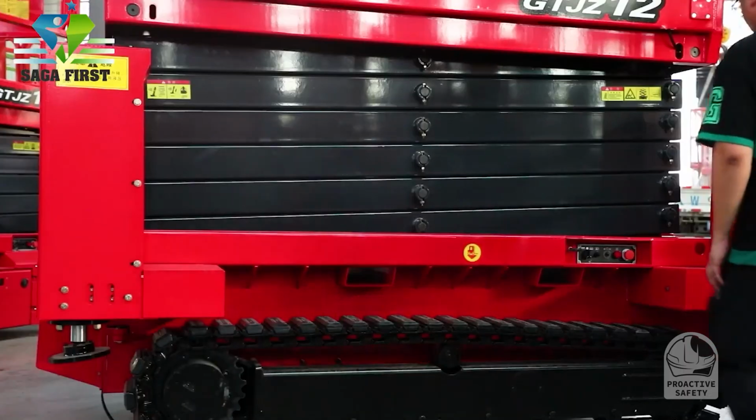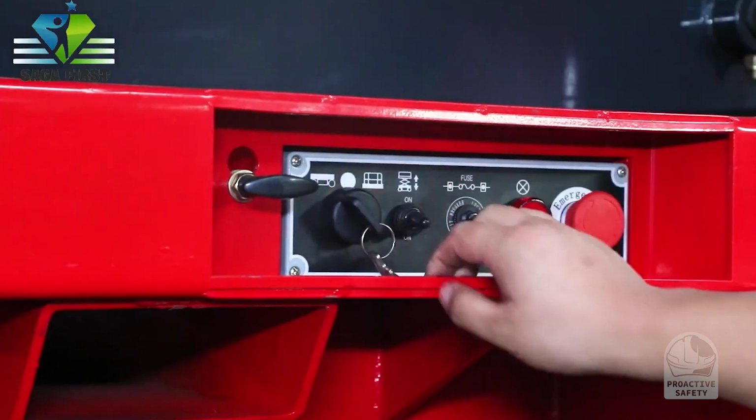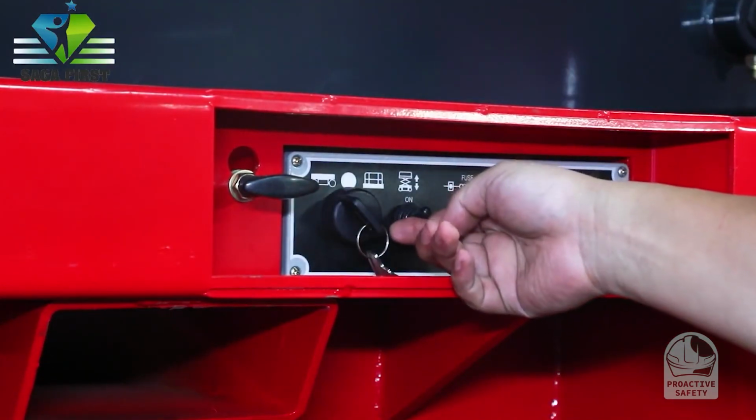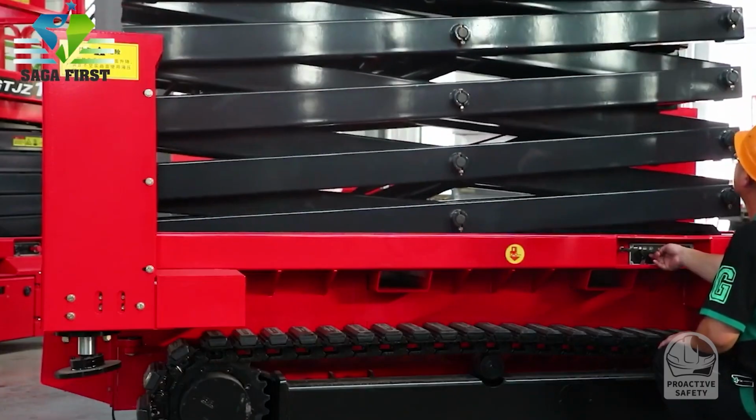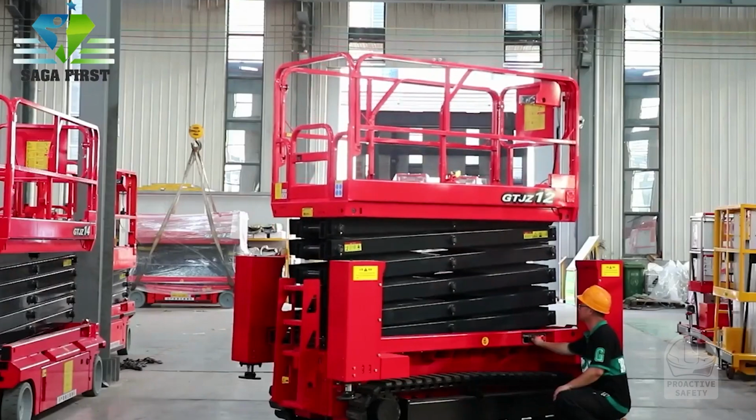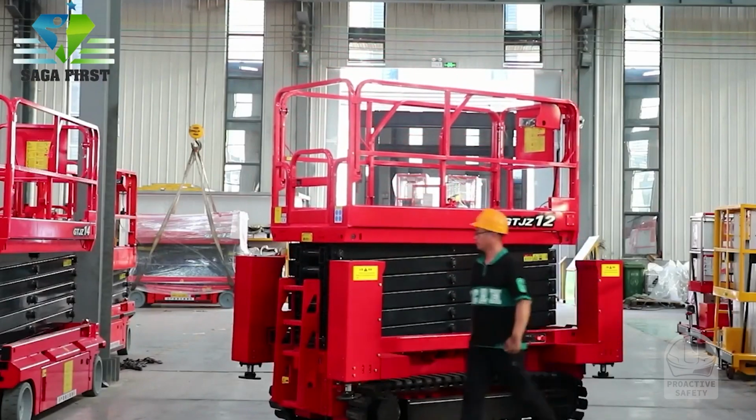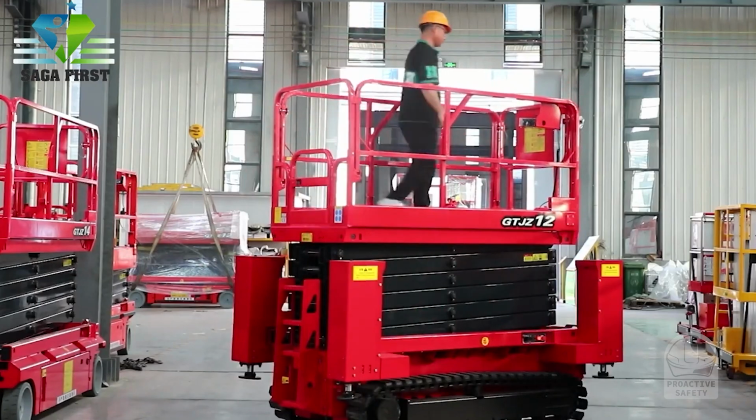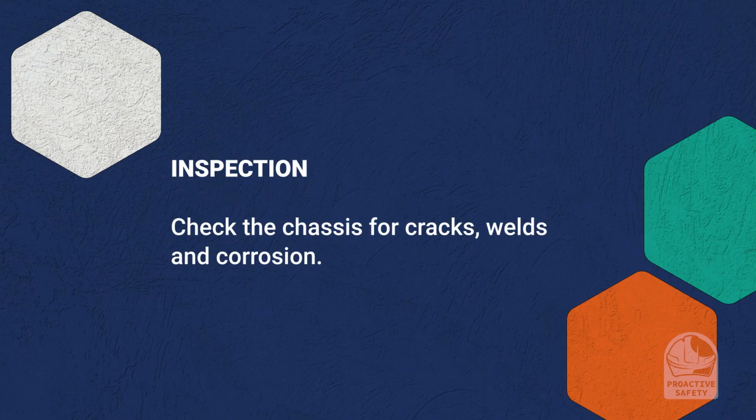Chassis. The chassis is the base structure of the equipment that contains the main components and provides the foundation on which the lift or aerial platform is built. When you inspect the chassis, it should be free of cracks, and make sure that welds are in good condition and there's no sign of corrosion. When inspecting, check the chassis for cracks, welds, and corrosion.